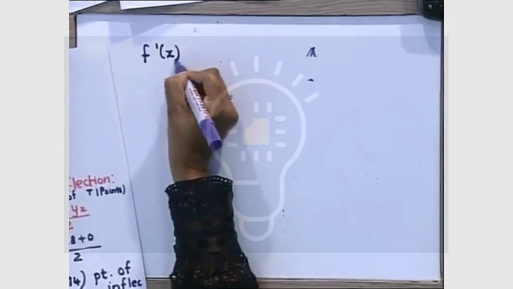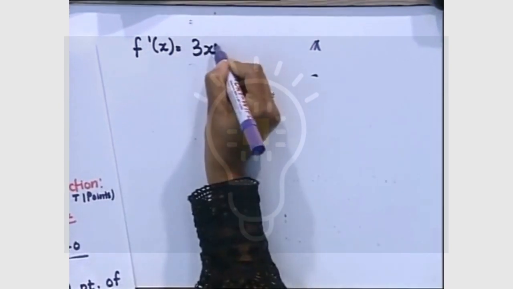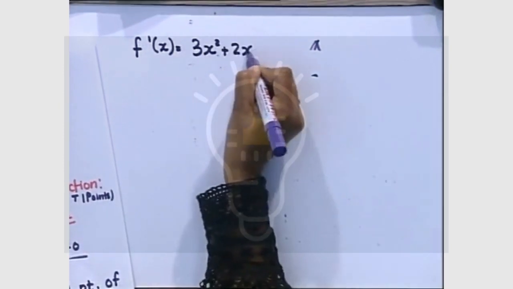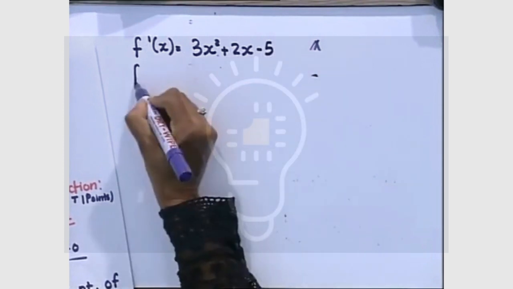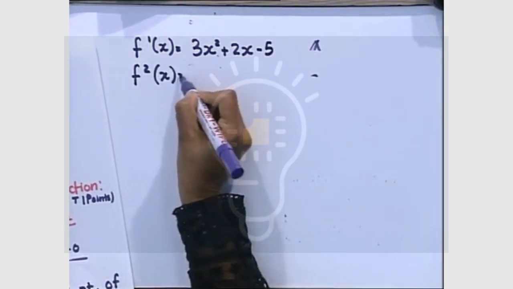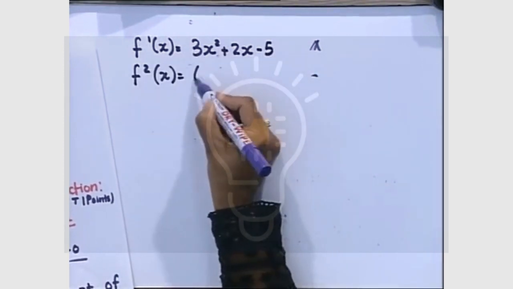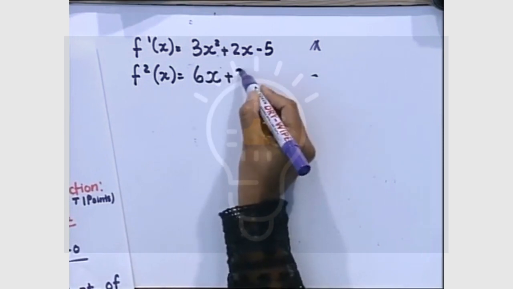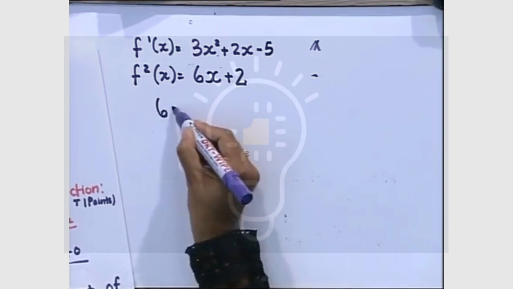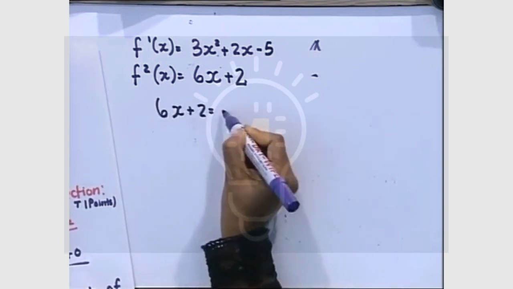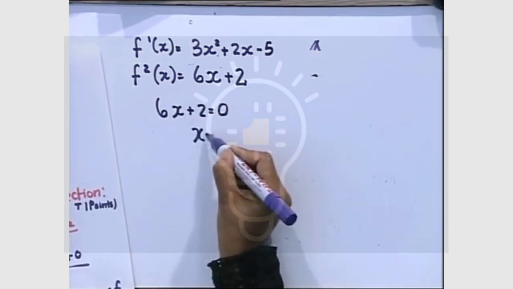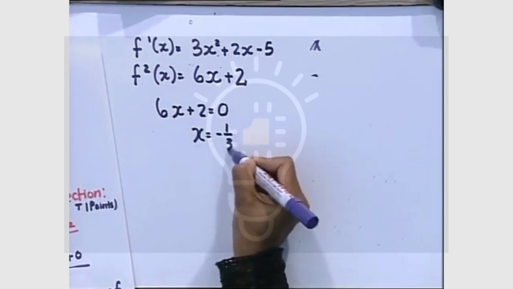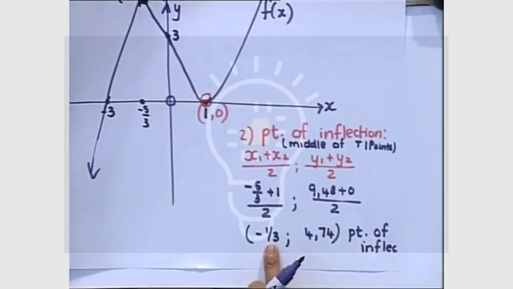Second derivative, so your first derivative, everybody knew, was 3x squared plus 2x minus 5. Your second derivative, 2 times 3 is 6. Take away 1 from the exponent. The derivative of 2x is 2. You take your second derivative and you make it equal to naught. Can everybody see that x is equal to negative a third? Just like I got there.